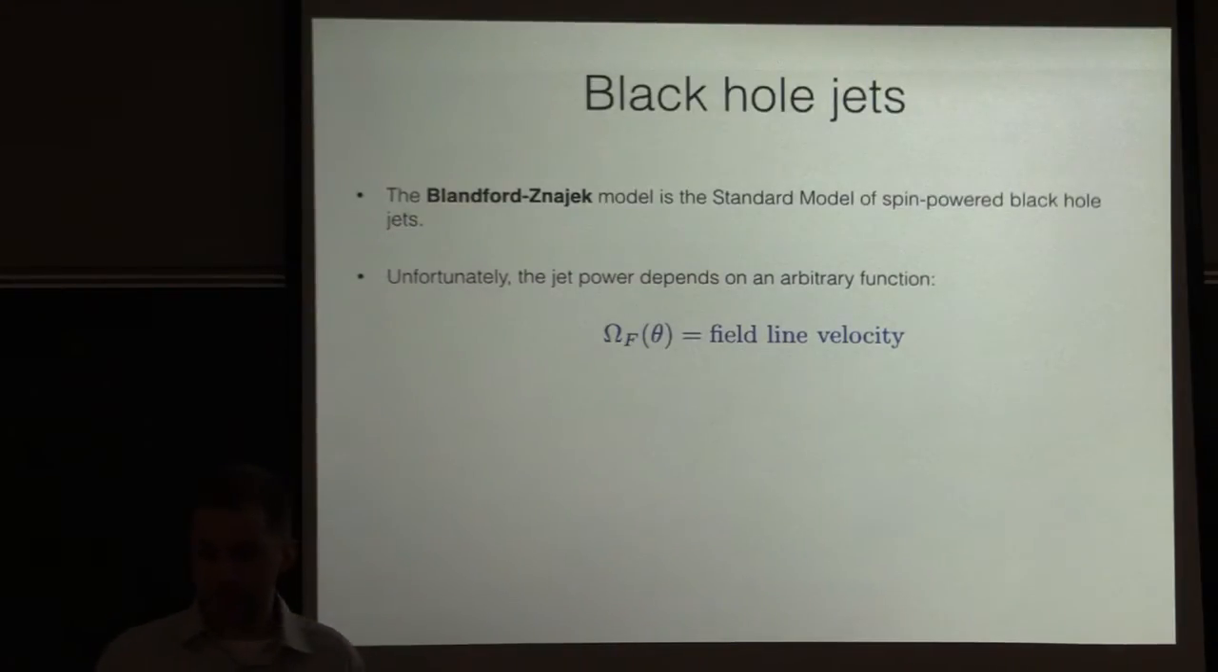It's the field line velocity. It tells you how fast the magnetic fields are going around, the angular velocity of the magnetic field lines. And it's a free parameter of the model. You have to just measure it somehow and then put it in by hand. Once you do that, you're off and running and good to go, and you can calculate jet power and everything you want to know about jets.